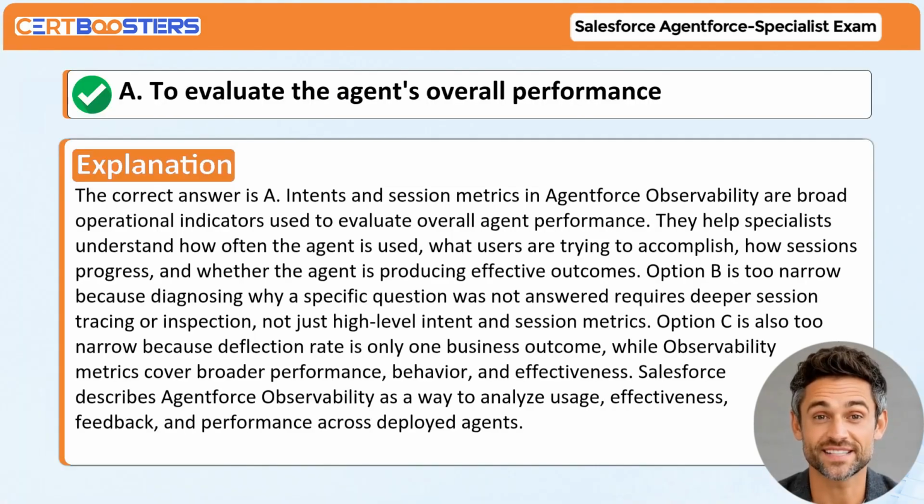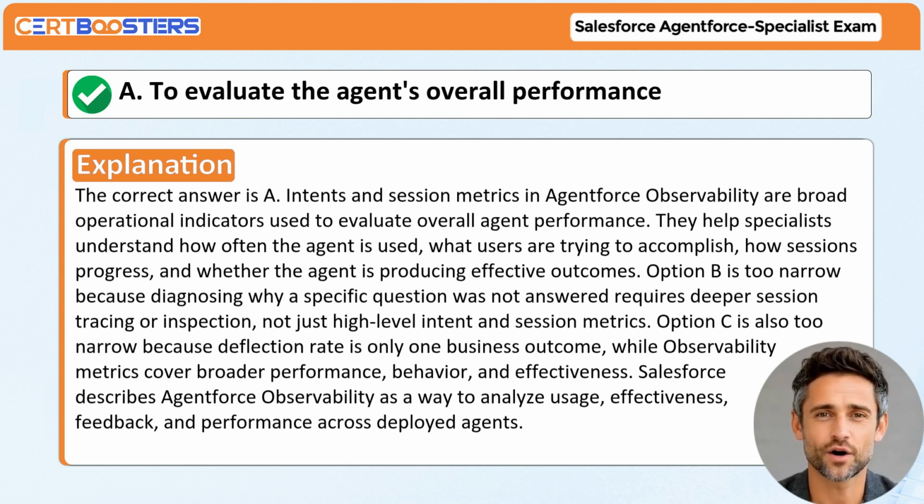D. None. Correct answer: A. To evaluate the agent's overall performance. Explanation. The correct answer is A. Intents and session metrics in Agentforce observability are broad operational indicators used to evaluate overall agent performance. They help specialists understand how often the agent is used, what users are trying to accomplish, how sessions progress, and whether the agent is producing effective outcomes.